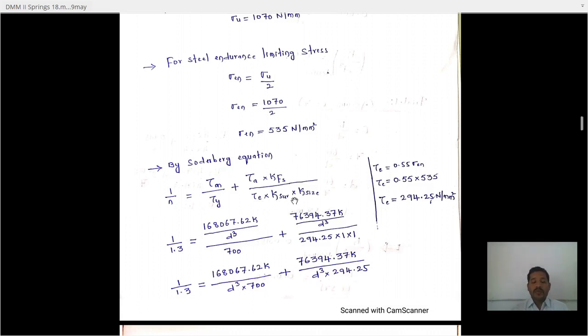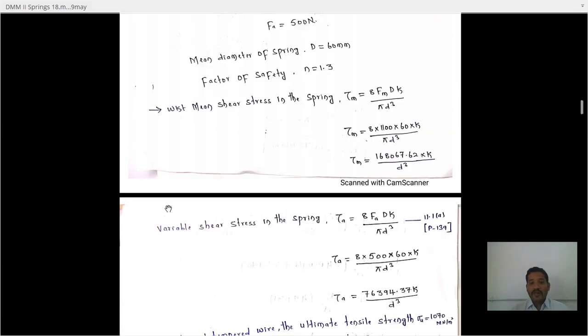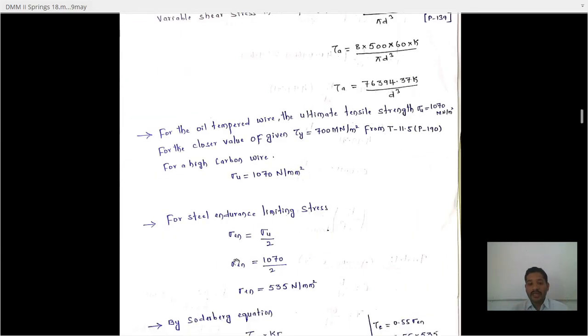So in this case we know very well, because the K surface finishing factor value is not given, the K size factor value is not given, as well as the stress concentration factor value also not given. If it is not given, then you need to consider the value of 1. You need to consider the value of 1. Okay here, 1 by n as it is. Okay, 1 by n, nothing but the factor of safety, how much is given here? The factor of safety is given as 1.3.